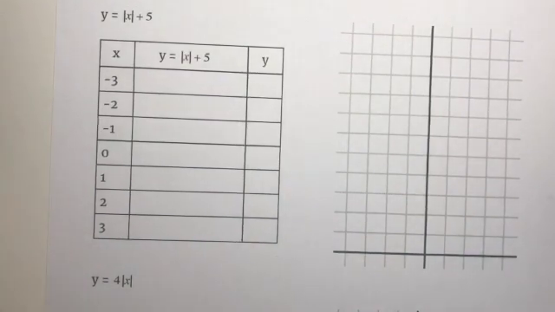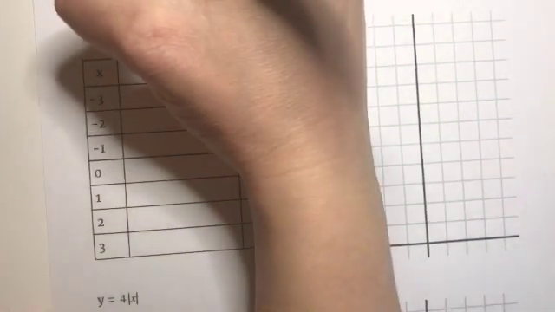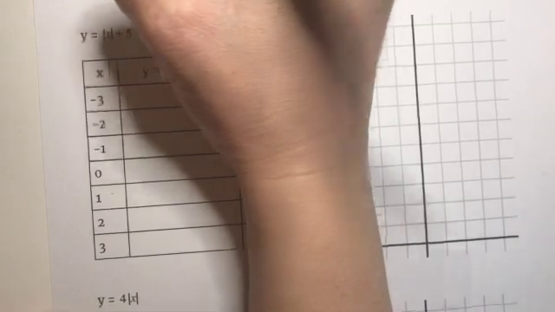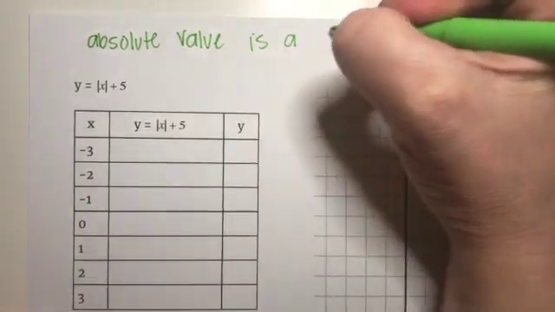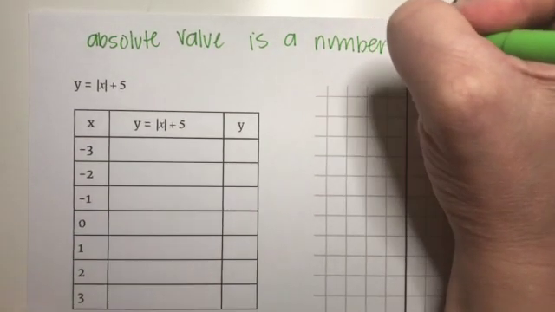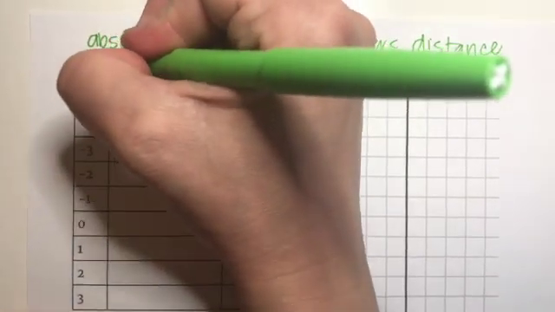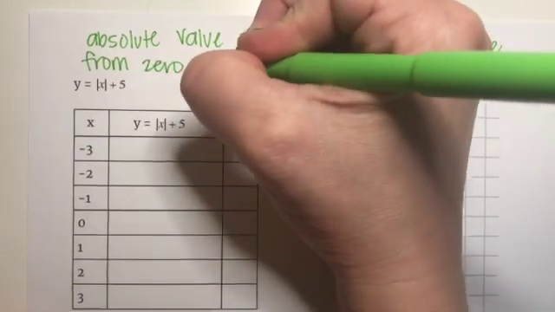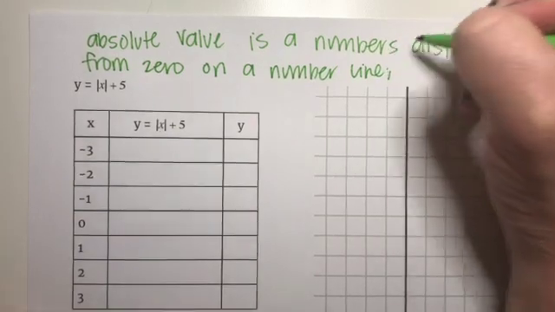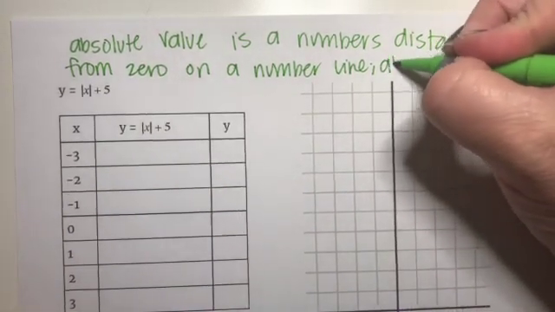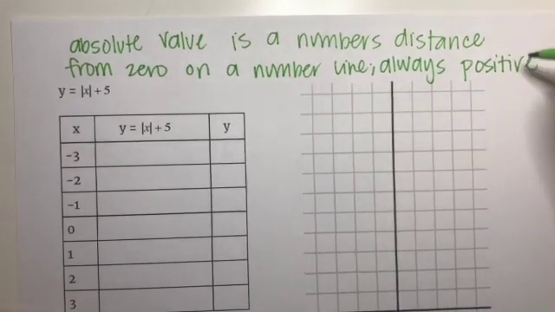Okay, that symbol stands for absolute value. An absolute value, it would help if you could see that, is a number's distance from 0 on a number line. And then I'm going to go ahead and put in here always positive, because you can't have a negative distance.